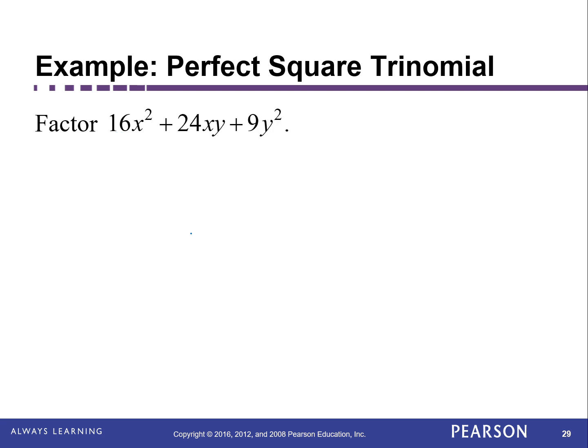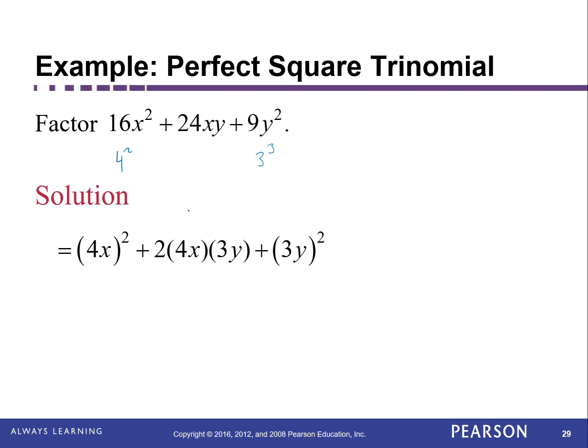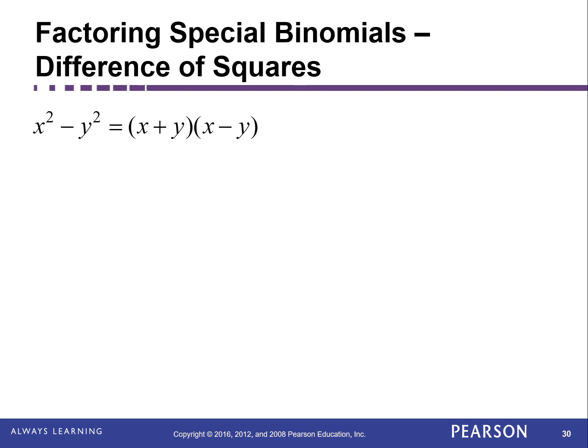You can try this one. Oh, look at this one. That's 16, I know that's a 4 squared. That 9, I know that's a 3 squared. This might be a perfect square trinomial. So I can look at the middle and look at 2 times 4 times 3, that is 24. It's a perfect square trinomial. So I should be able to just say 4x plus 3y, all squared. That should be my answer, working back and factoring it.